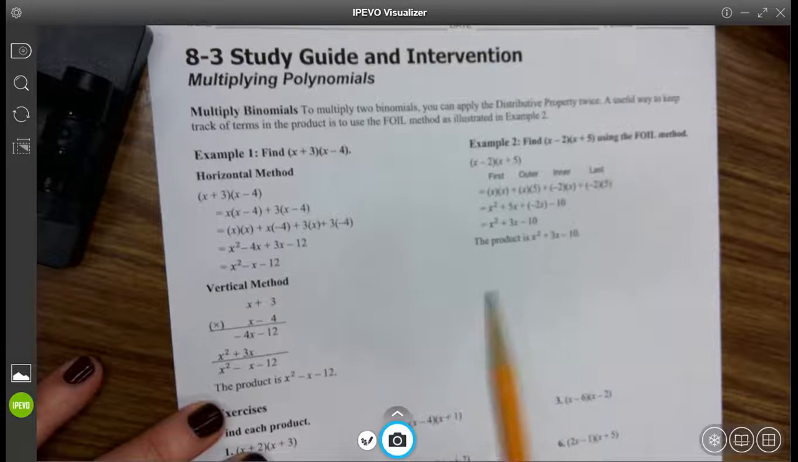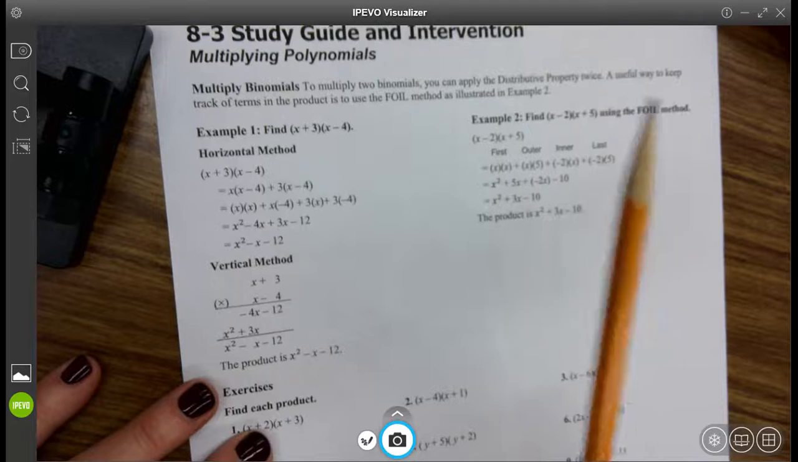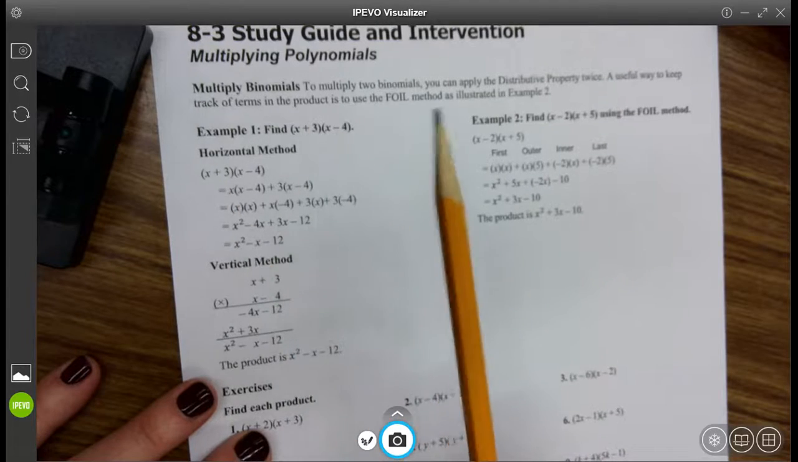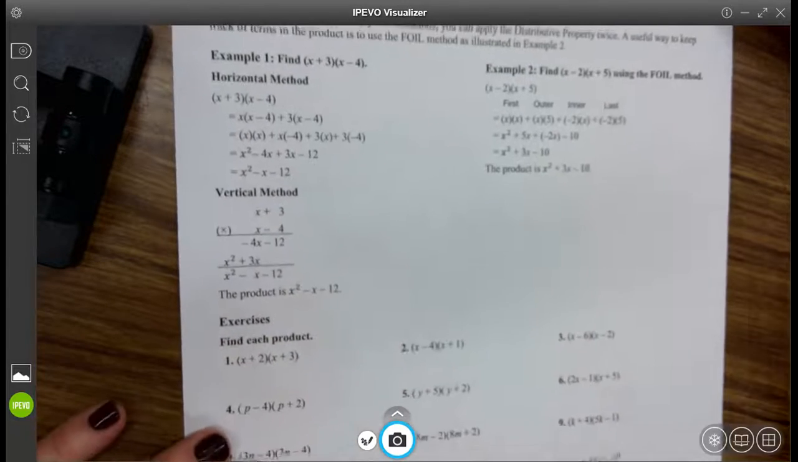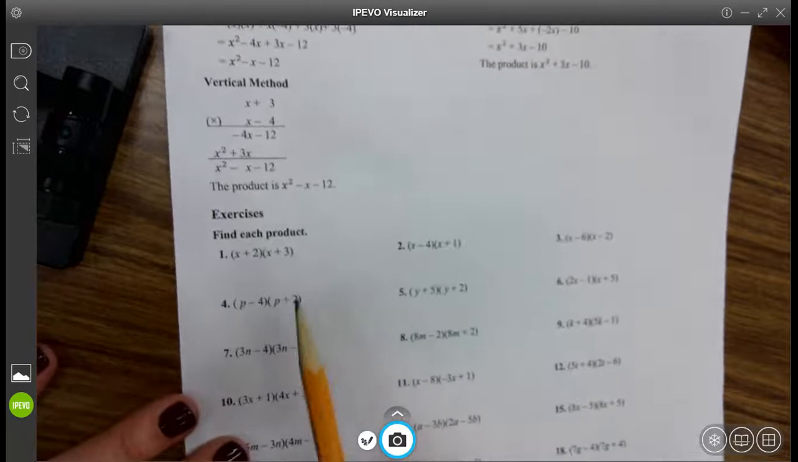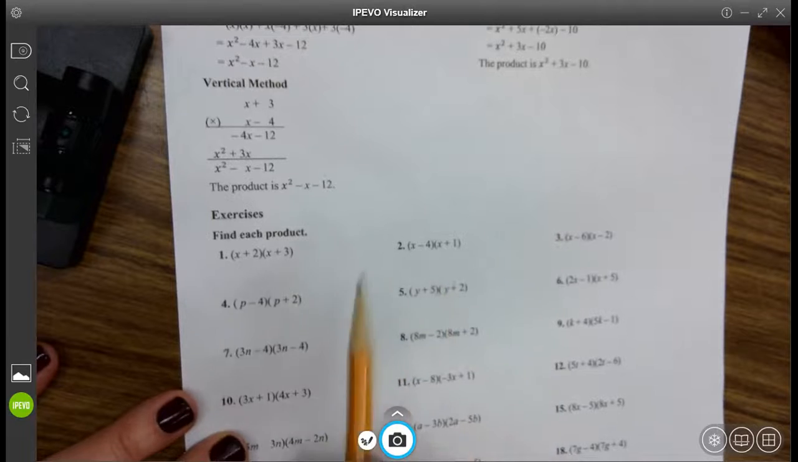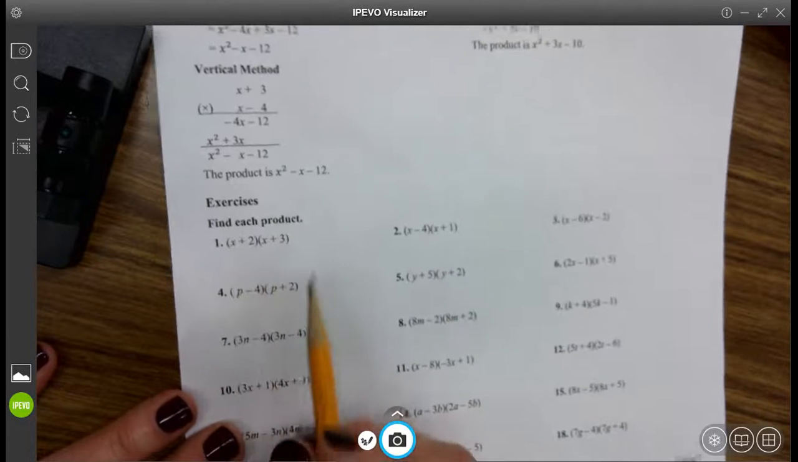It says you can apply the distributive property twice. A useful way to keep track of the terms is called the FOIL method. So let's just multiply like we normally would. We are double distributing. So I don't have one term multiplying to each quantity. I have now two terms.